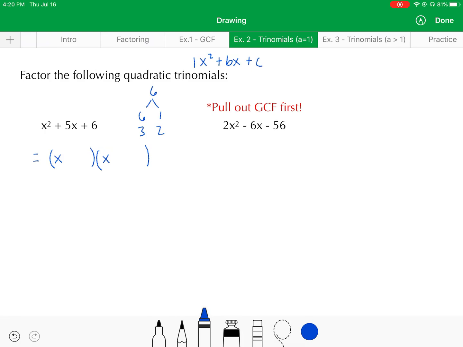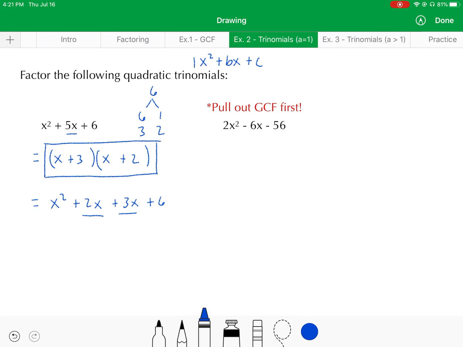All right. Which it is depends on the outside and inside parts of FOIL, whether or not they combine to 5x. Okay. And in this case, what's going to work is going to be the positive 3 and the positive 2. All right. Notice if I multiply this all out, again, first part of FOIL is x squared. The outside part would be 2x. The inside part would be 3x. The last part would be 6. And we want to notice that the outside and inside parts are combining to give you that middle term of 5x there. Okay. So this would be considered my factored form.